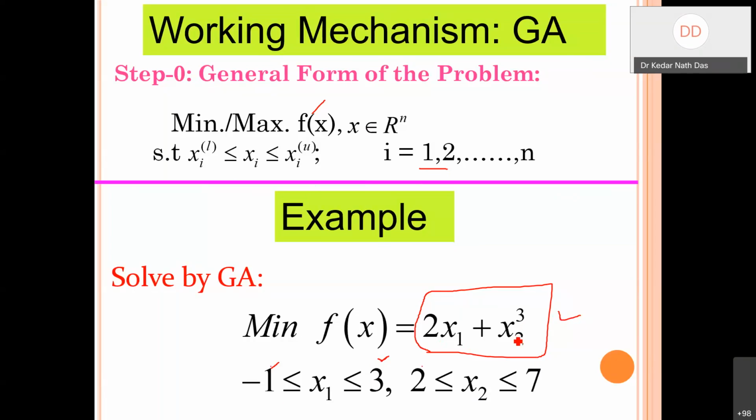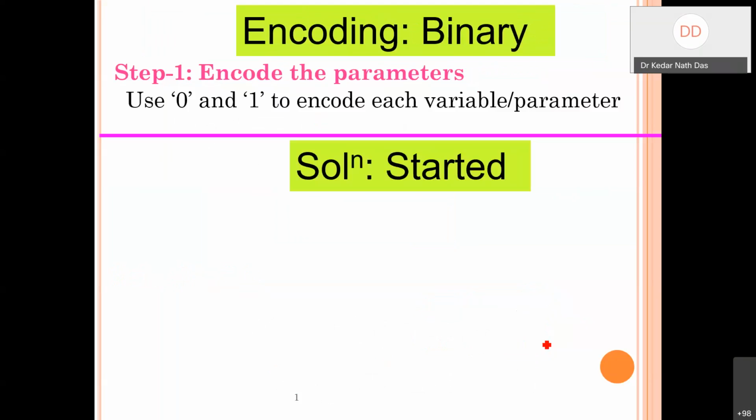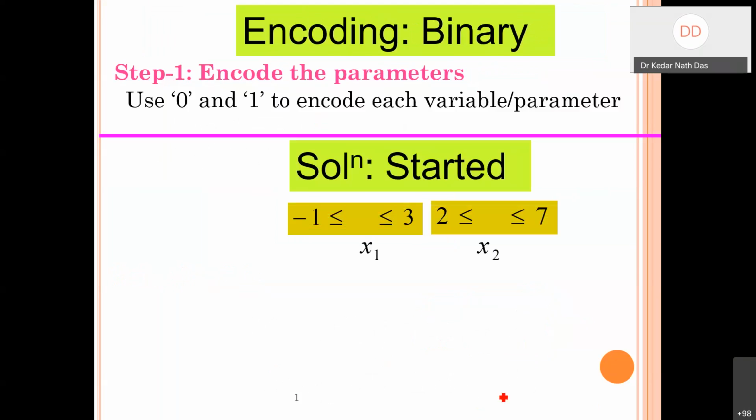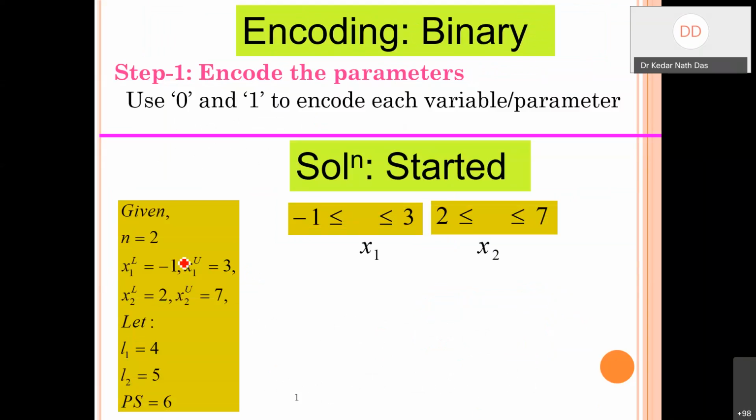Now, coming to the first step of the genetic algorithm, which is called the encoding system. It starts with the population. These are the given data: there are two variables, n equals 2. The lower bound of x1 is -1 and the upper bound is 3. So the lower and upper bounds have been fixed. Similarly for x2. Now we have to consider this from expert knowledge.